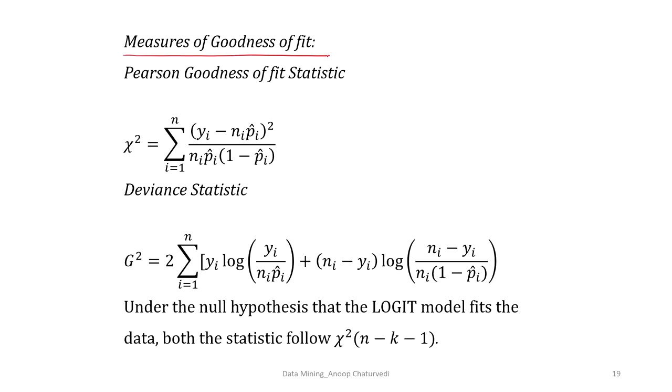Then we define some measures of goodness of fit of the model. Say Pearson goodness of fit statistic is chi square equal to summation over i of (yi minus n pi hat) whole square upon n pi hat into 1 minus pi hat. So this is Pearson goodness of fit statistic, or you can also use deviance statistic, which is G square equal to this quantity.